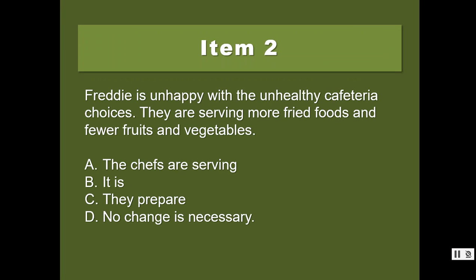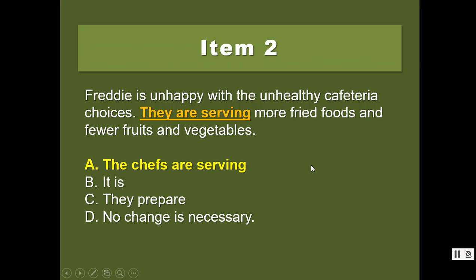So the place where we need to look here is they are serving. Again, who is they? The closest noun to they is choices, and that makes no sense. Choices can't serve. So right now, A looks pretty good. The chefs are serving. It is makes no sense. They prepare isn't solving anything because we still have who is they. So A is the correct revision.